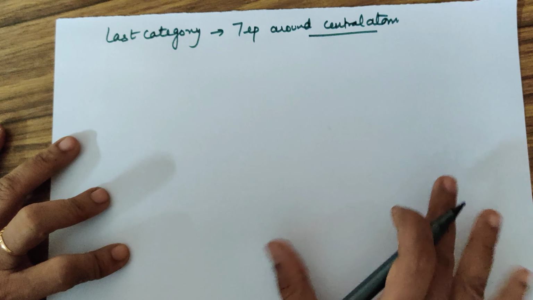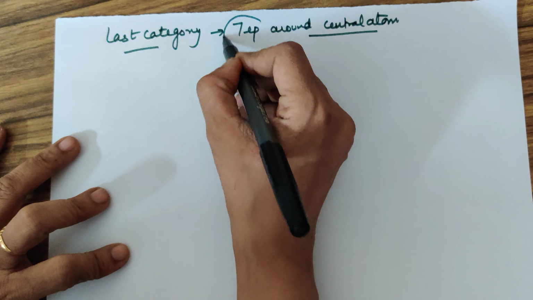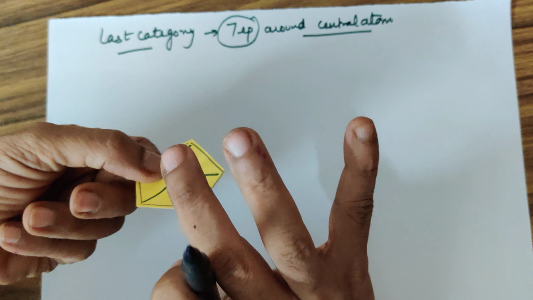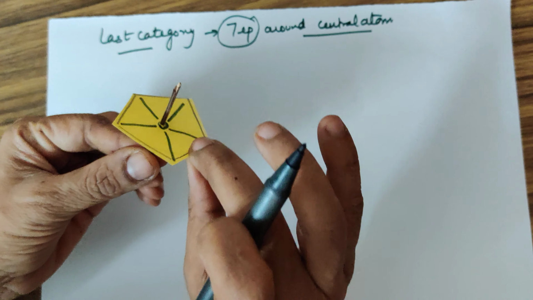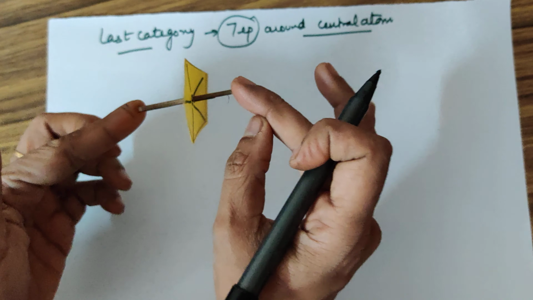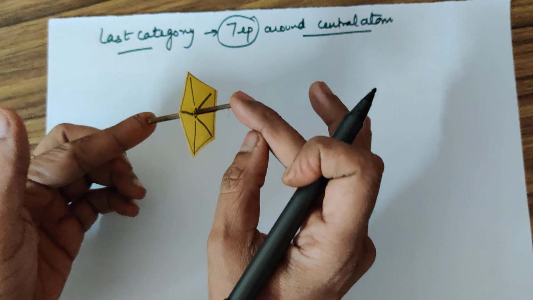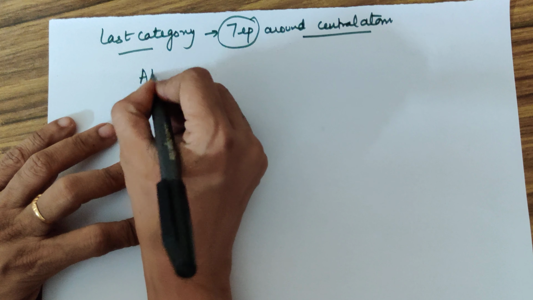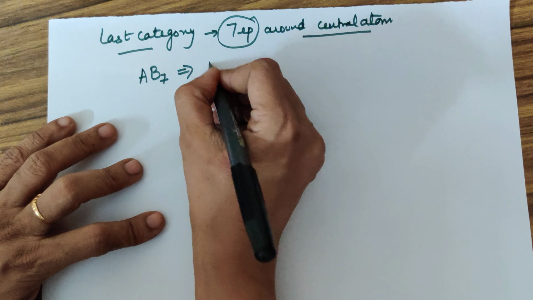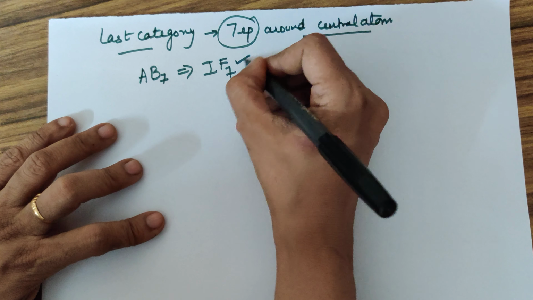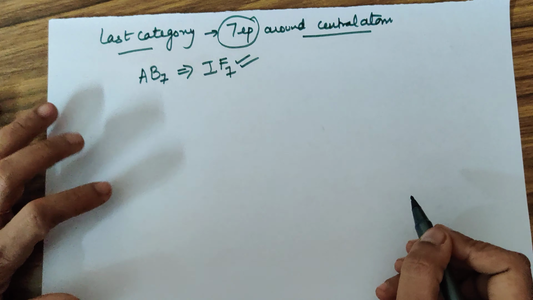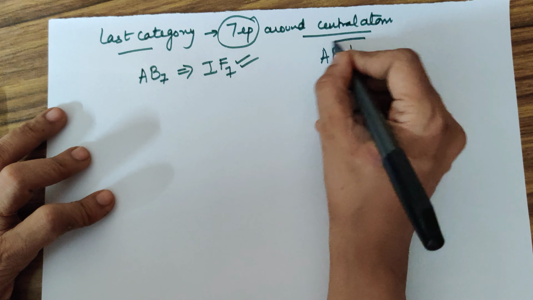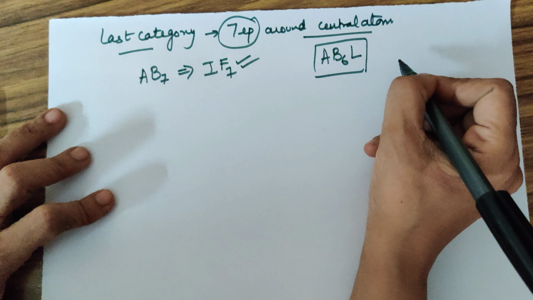Moving on to the last category of today's class, when you have 7 electron pairs around the central atom. In such a case, we have already done in part 1, the geometry is pentagonal bipyramidal, 1 on top, 1 below, and in the plane you have 5 bonds. Now, under this category, you have AB7. We already did IF7 in the first video. Now, in this category, I am talking about AB6 and there is 1 lone pair. There are 6 bond pairs and 1 lone pair.